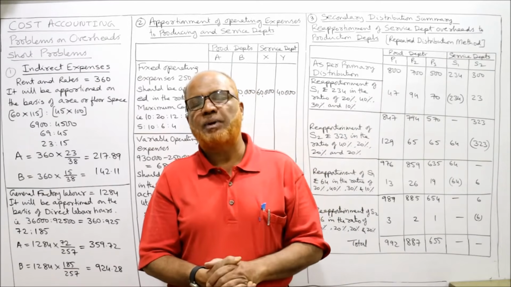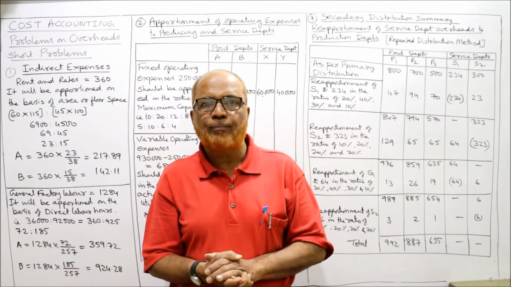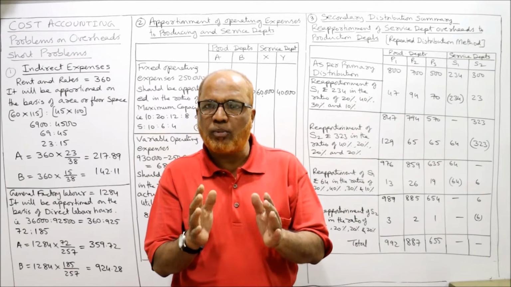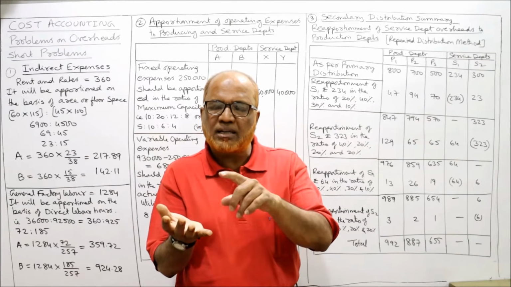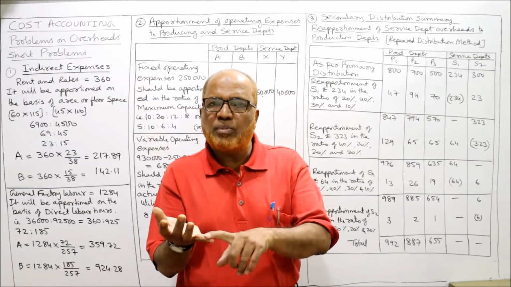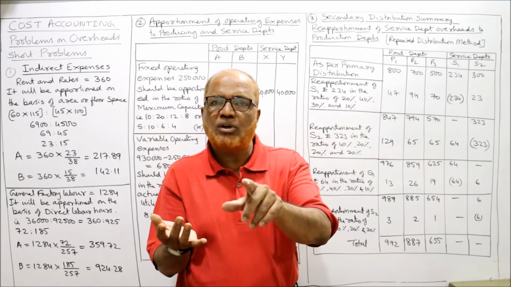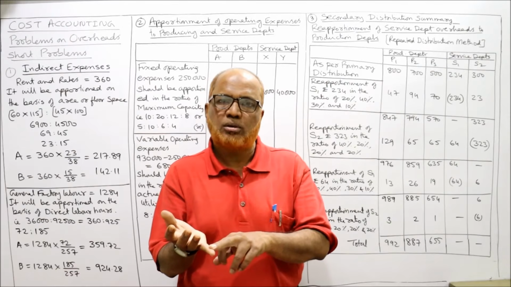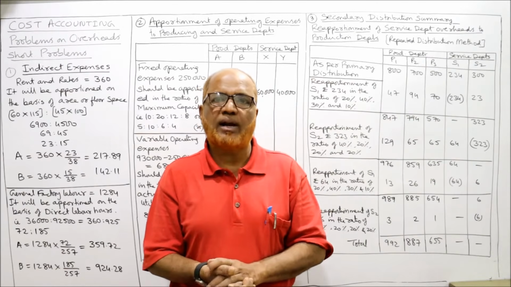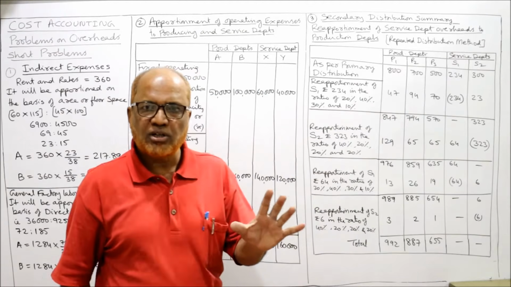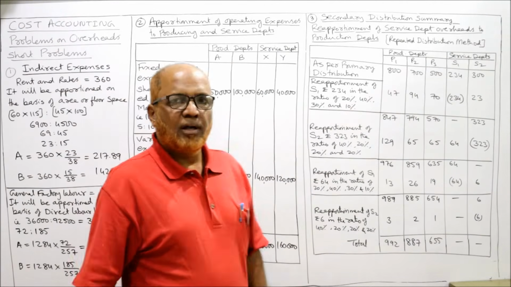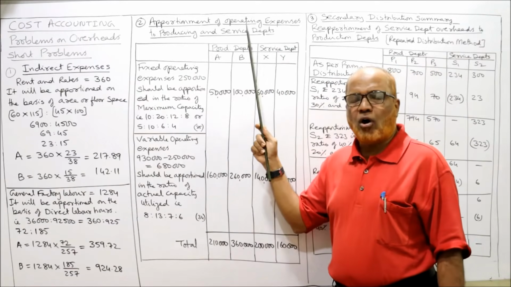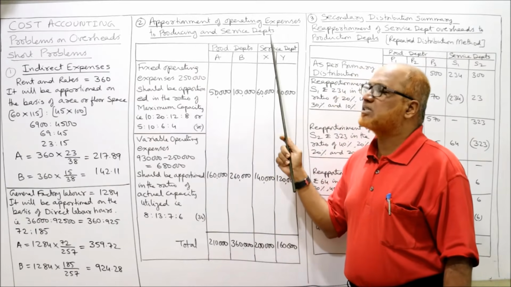And variable overhead expenditure will be distributed in the ratio of capacity actually utilized. So the information in the problem gives maximum capacity and capacity utilized. So maximum capacity we use to apportion fixed overheads, and utilized capacity will be used to apportion variable overhead expenditure. That's it. Got the point? Now see the solution. The solution will be apportionment of operating expenses to producing and service departments.